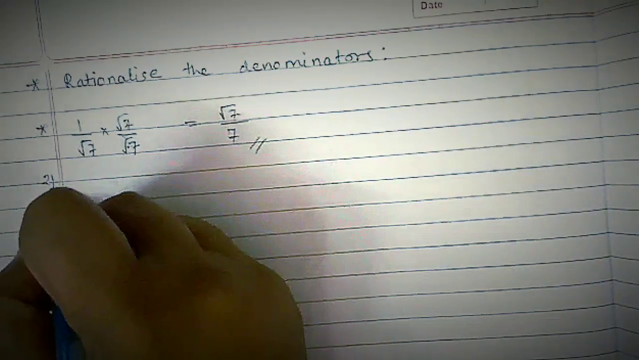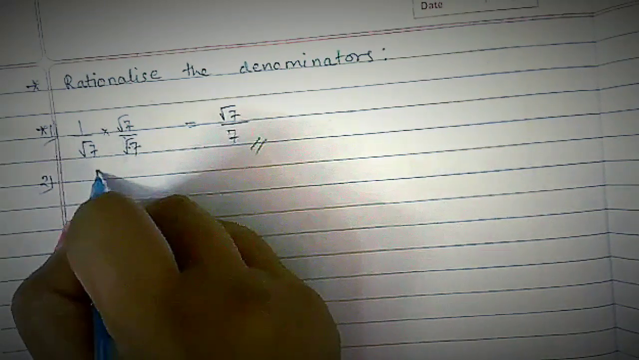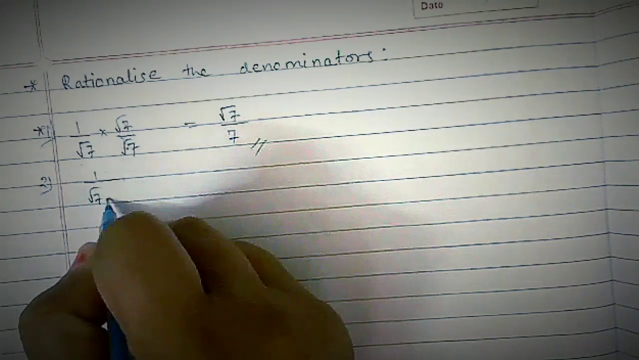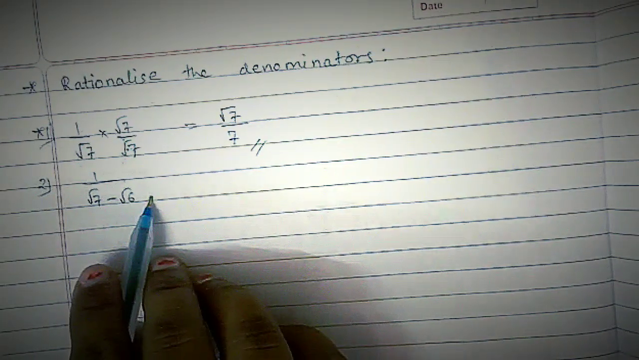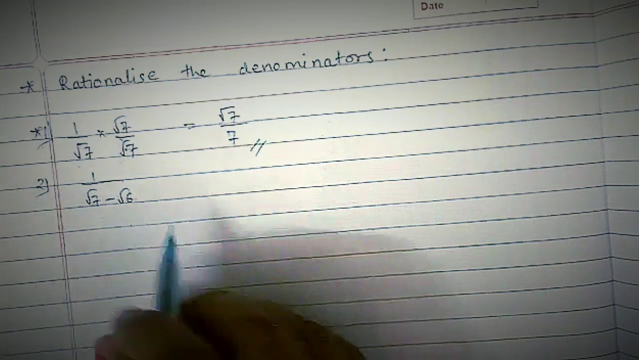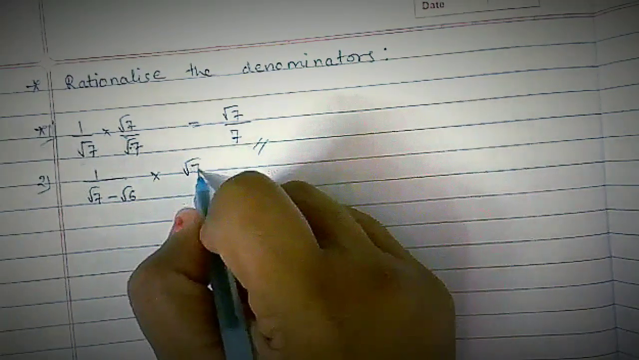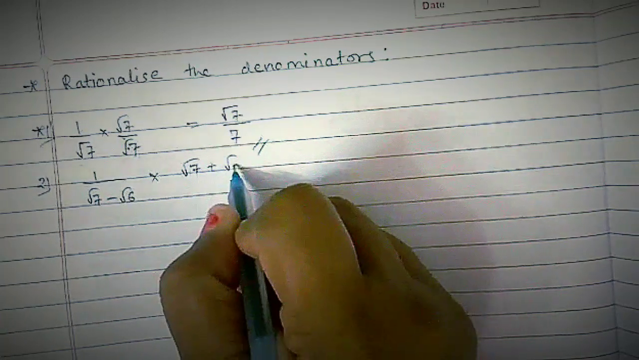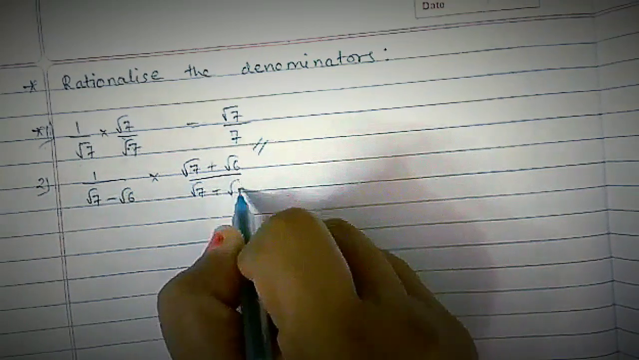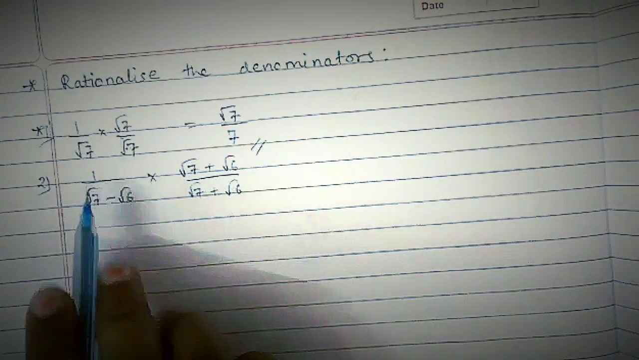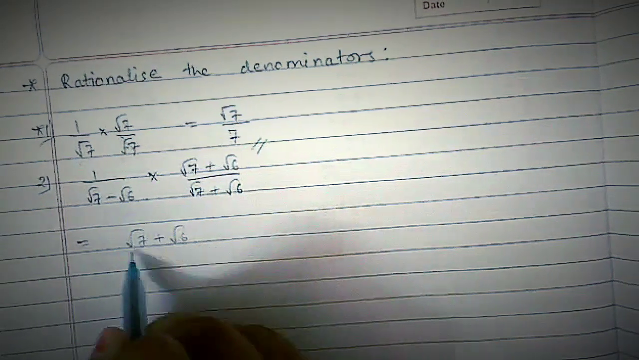Same way, number 2, this was number 1. If you have 1 upon root 7 minus root 6, so in the denominator you are having the term of a minus b form. So its rationalizing factor will be a plus b. That means we have to divide and multiply by root 7 plus root 6, right? So the numerator when multiplied by 1, it will be same, root 7 plus root 6.